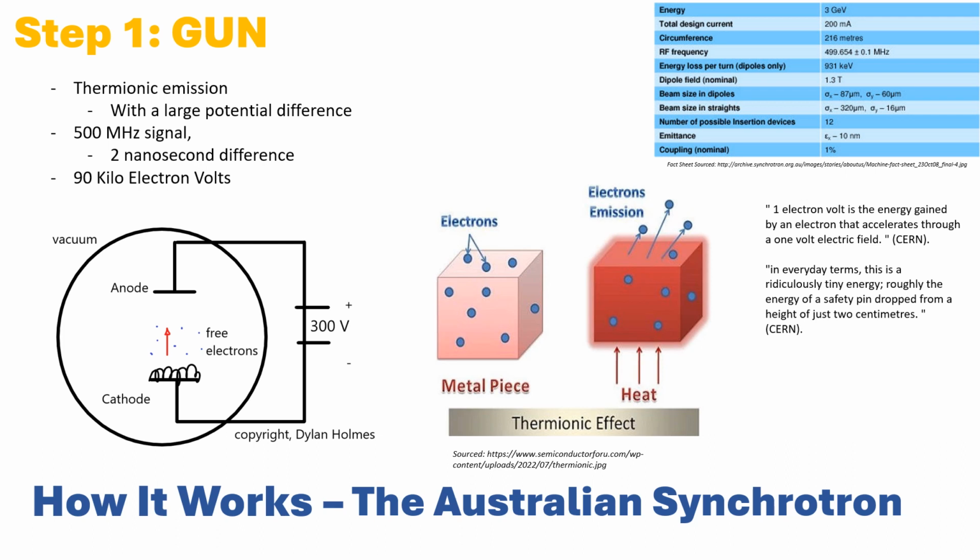Before we move on, I need to discuss the unit you just saw. An electron volt measures the energy of a particle. 1 electron volt is the energy gained by an electron that accelerates through a 1 volt electric field. The Large Hadron Collider reaches 6.5 tera electron volts.